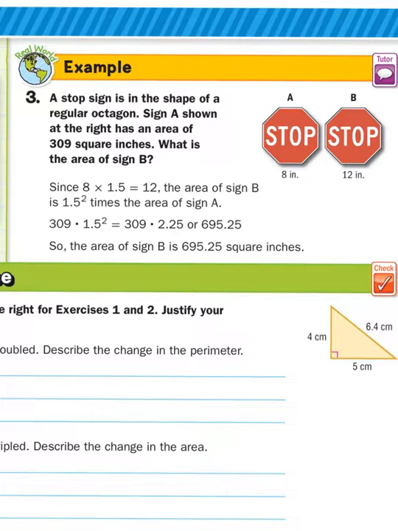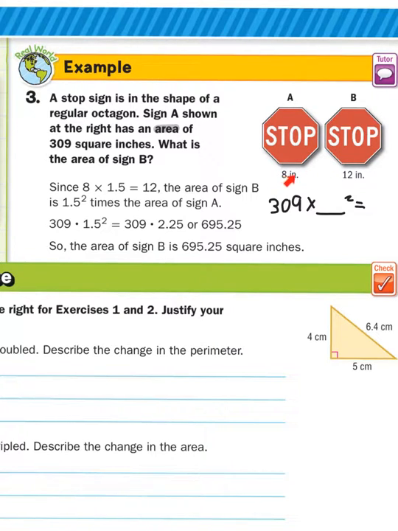So remember what the rule says. This is messing with area. Whatever we do to our dimensions, so to go from 8 to 12, we are going to do the same thing squared to the area. Now, they give us the area of sign A is 309 square inches. So I know if I multiply that by something squared, I should get my new area. Now, here's the tricky part. We have to figure out what they did to 8 to get to 12.